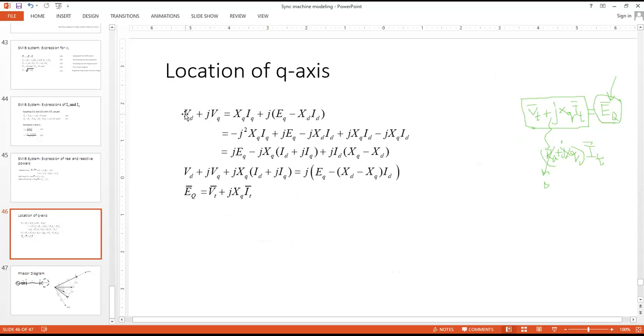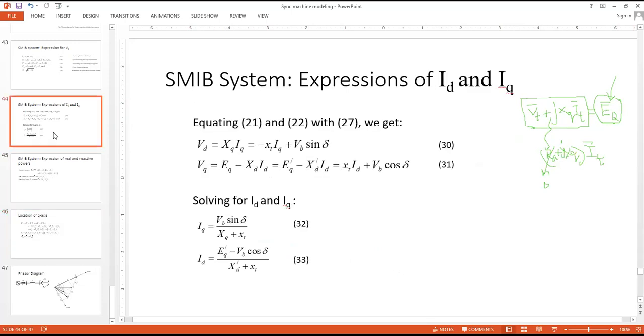So first of all, we take the VD and VQ expressions. So VD is XQIQ. We derived it earlier. So let's go there. You see in slide 44, VD is XQIQ. So we take this expression and we take this expression. These are already derived, so I'm not going to explain those again. And what we will do, we will simply add those as the components of a phasor.